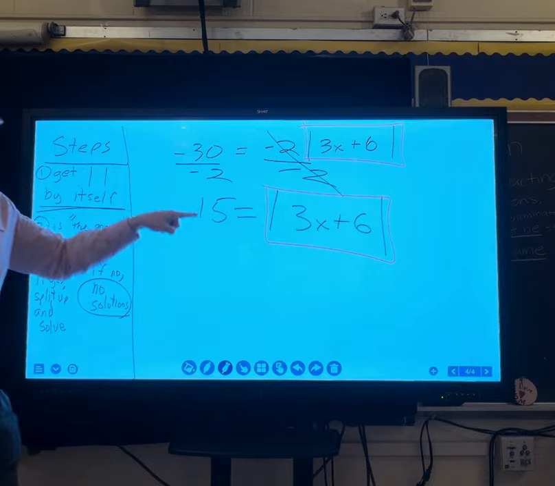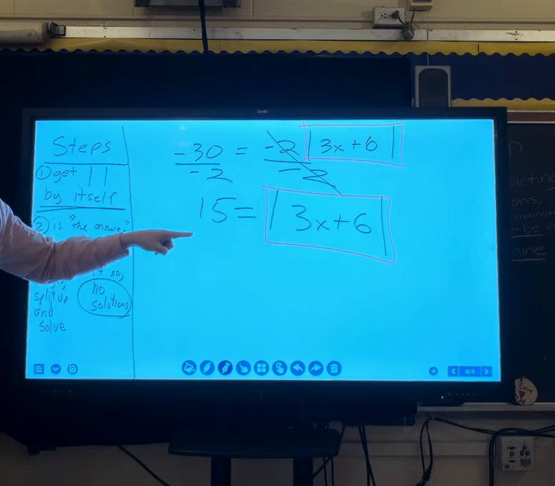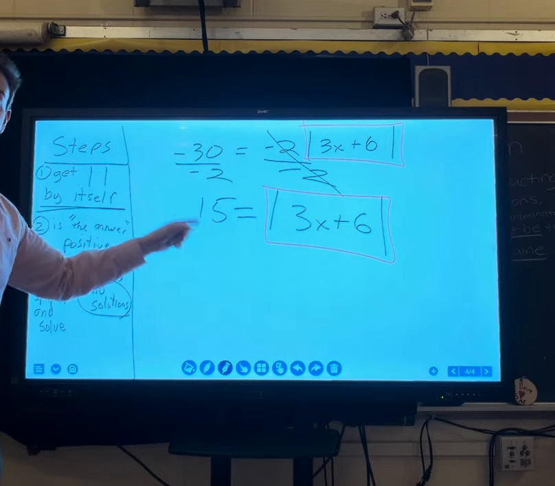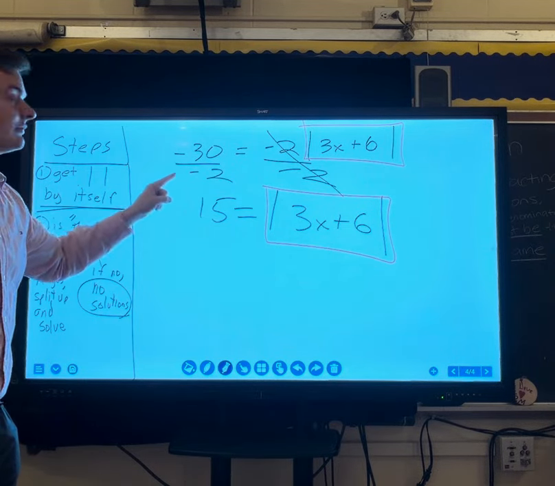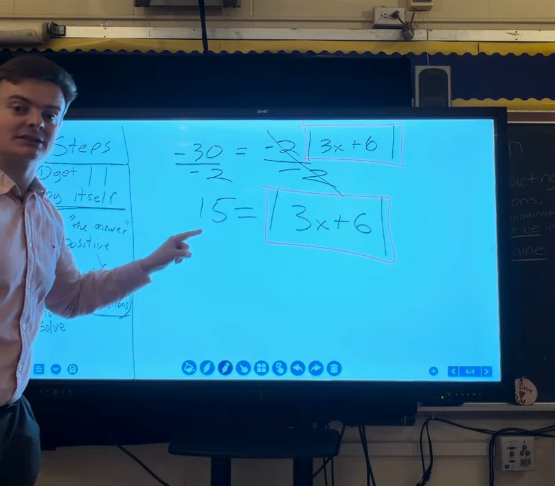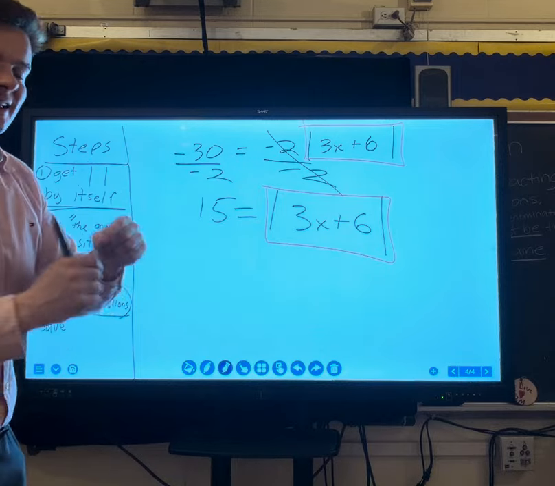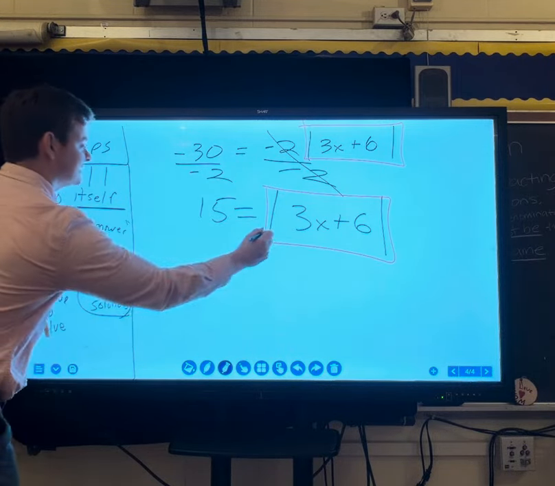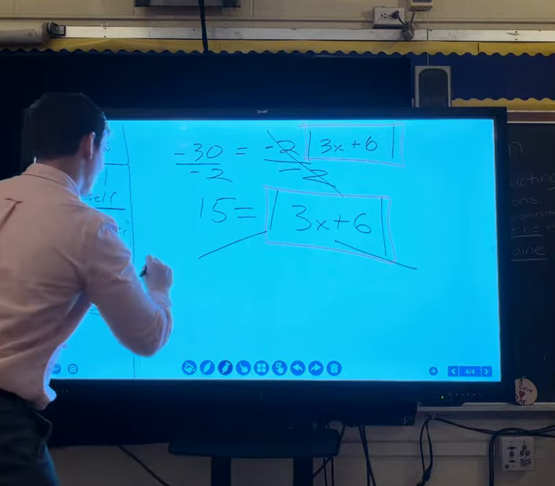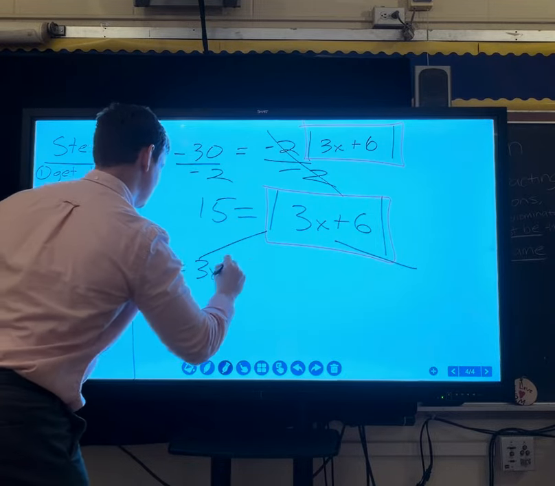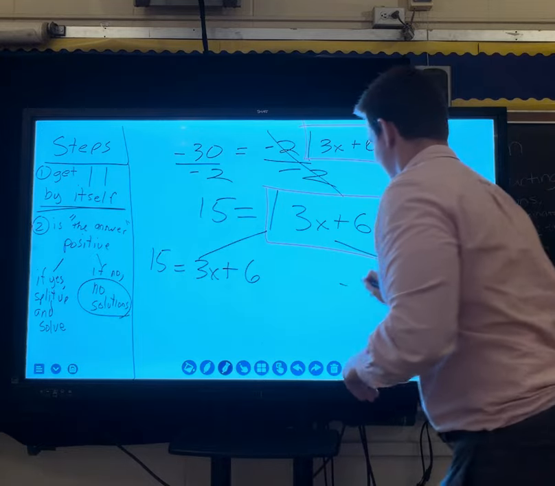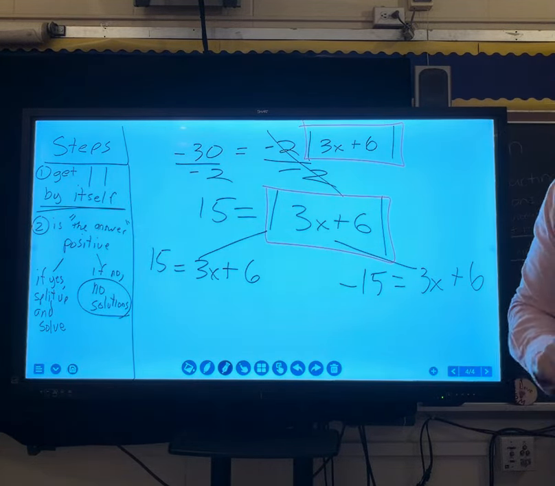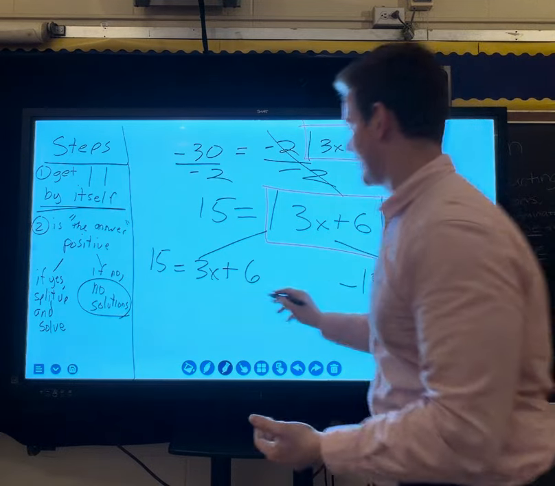And you'll notice it ended up being a positive. When I got my absolute value by itself, it ended up being a positive because a negative divided by a negative became a positive. So although in the beginning I didn't think I could do it, I actually could. So now my answer is positive. I split it up. One of them is a positive version of 15. One of them is the negative version of 15. I solve both of these for x.